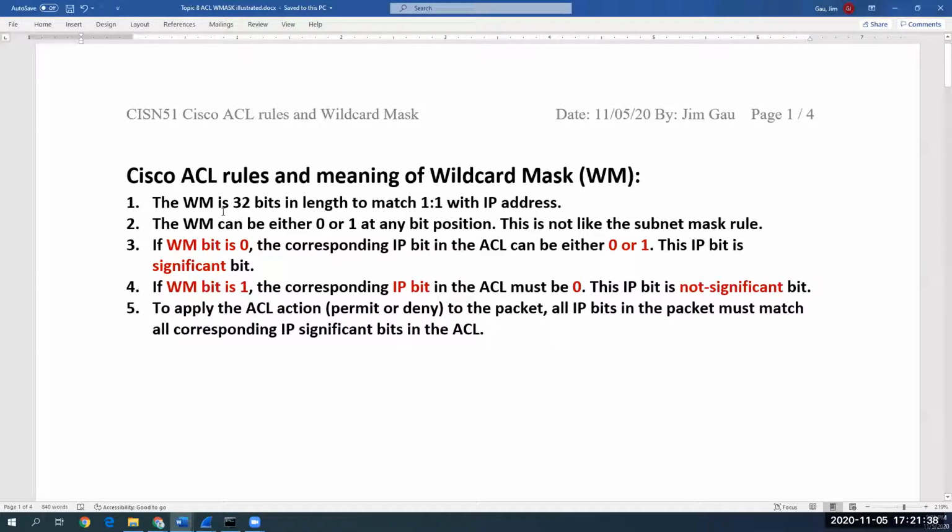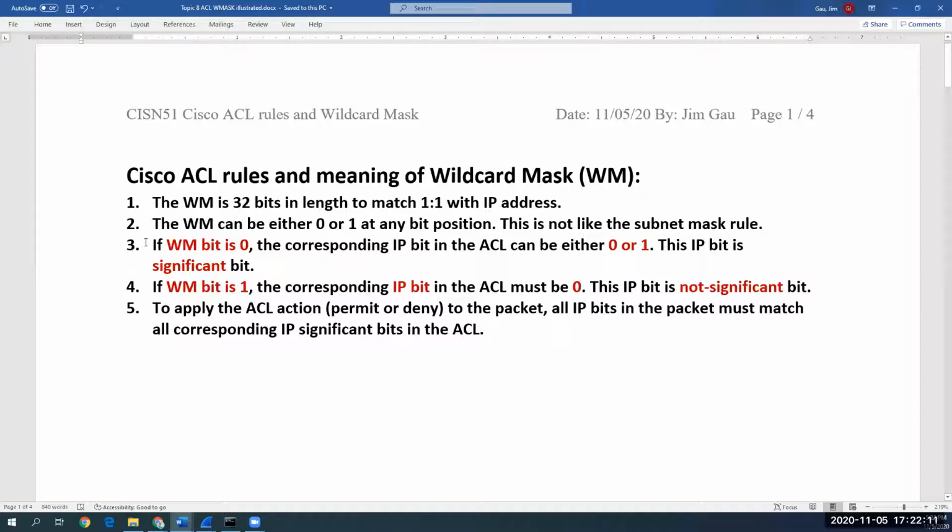The WM is 32 bits in length to match one-to-one with the IP address, similar to a subnet mask. The WM can be either 1 or 0 at any bit location, and this is not like the subnet mask requirement. You can put any 0, any 1 at any location of those 32 bits. It's okay, but it has to make sense, and we will discuss that.